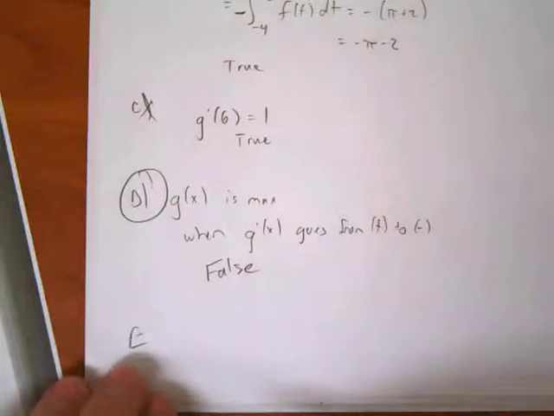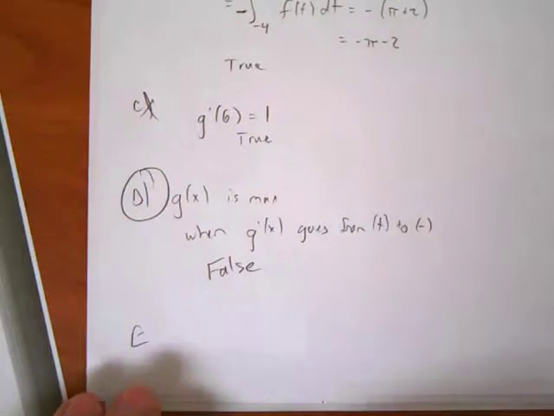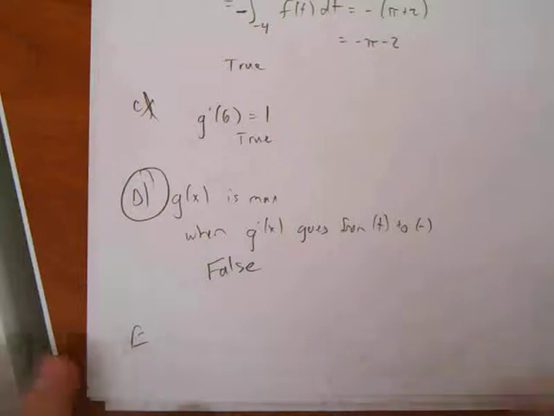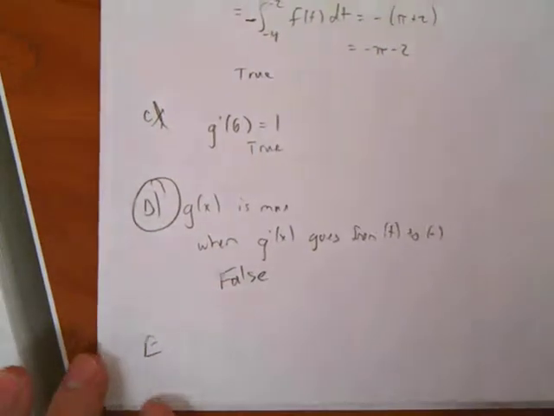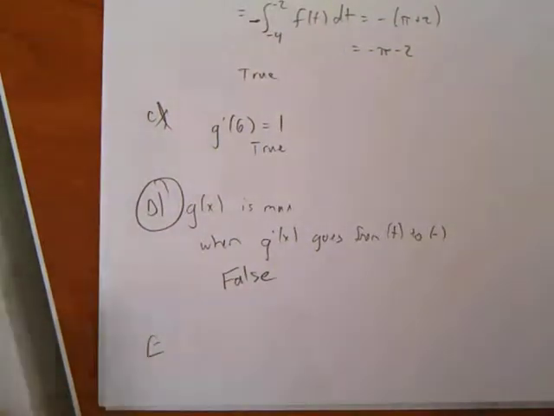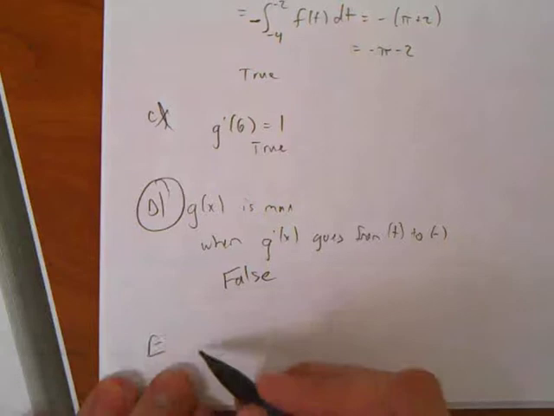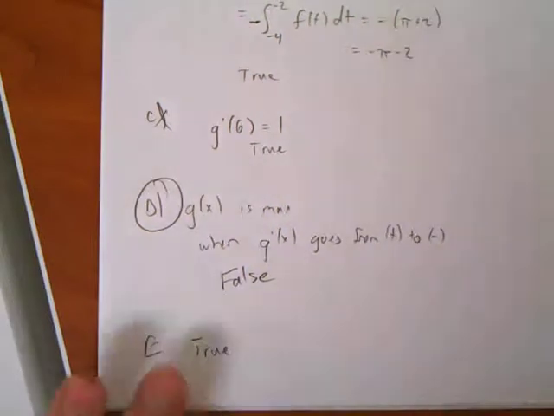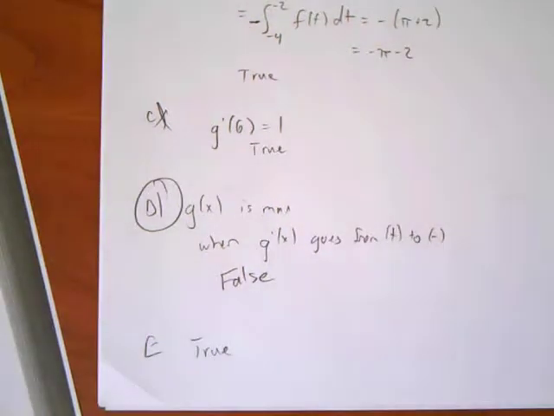We can make sure by looking at E, g of x is a point of inflection at x equals 2. A point of inflection is going to occur when the derivative of g changes from increasing to decreasing or vice versa. And this is definitely true. At 2, g changes from decreasing to increasing.